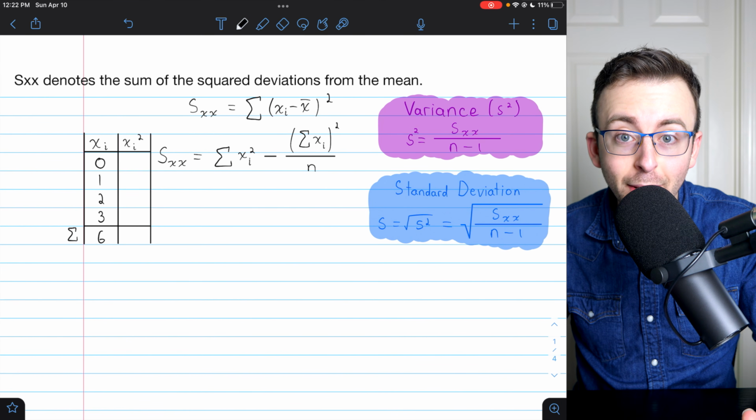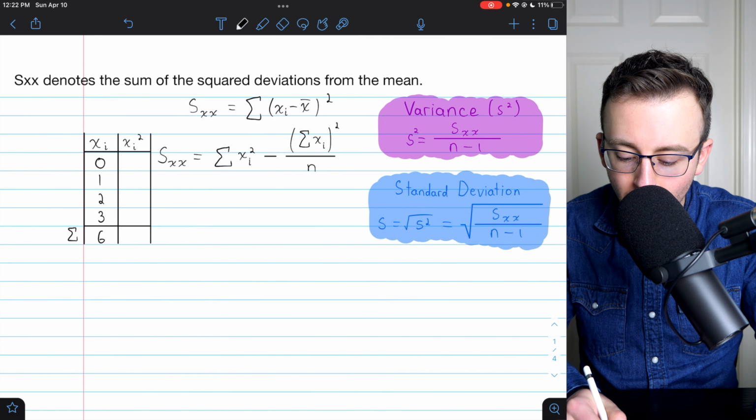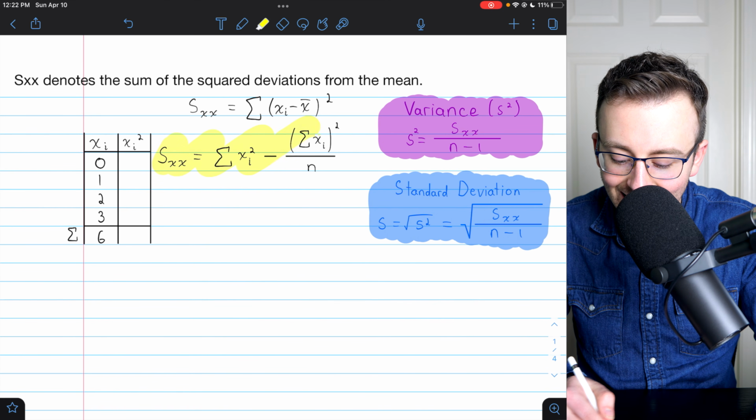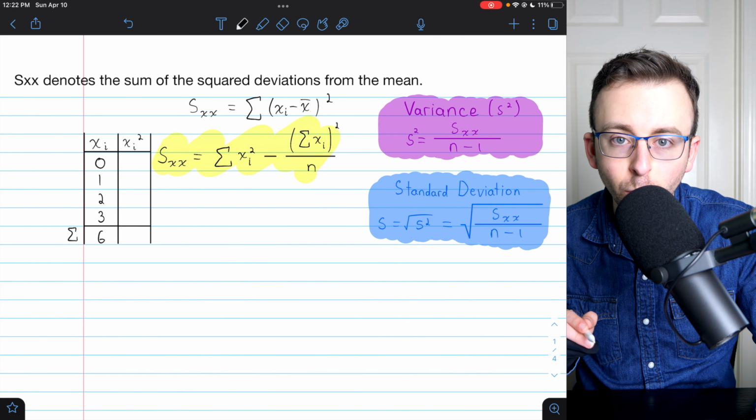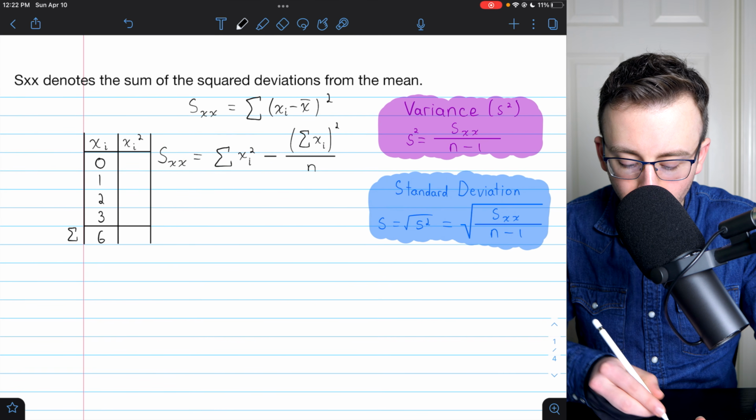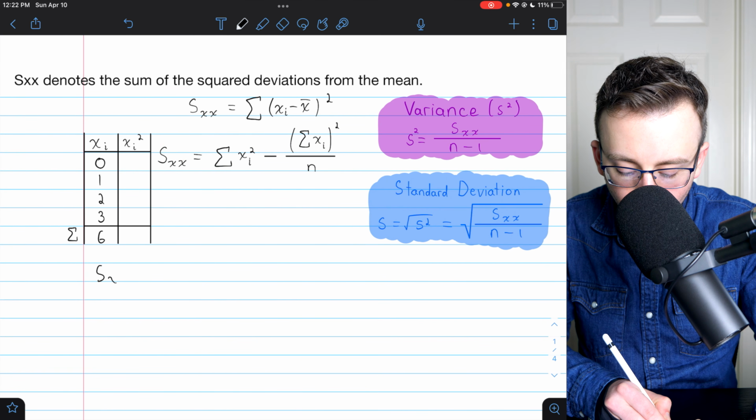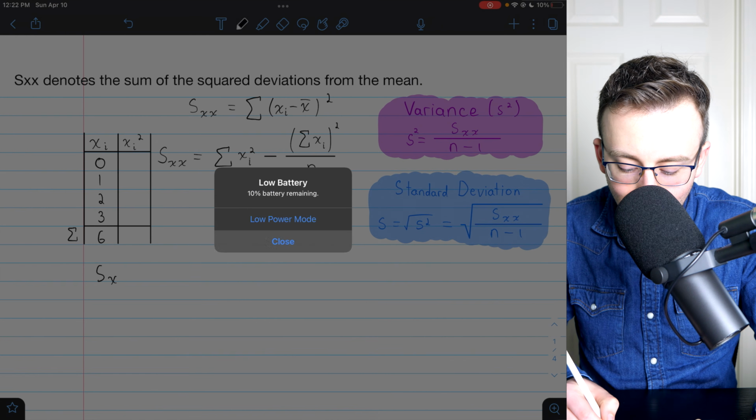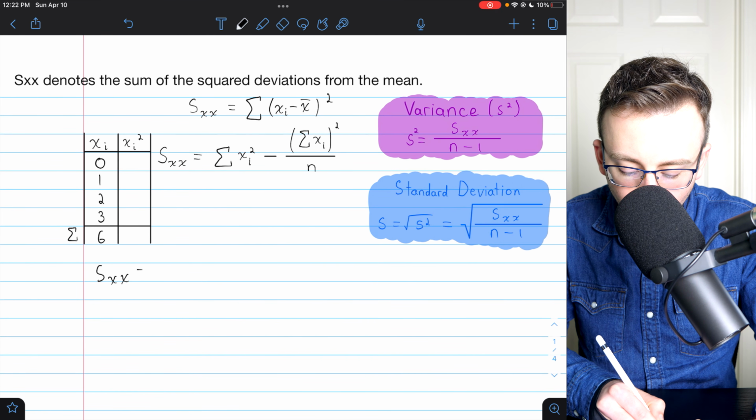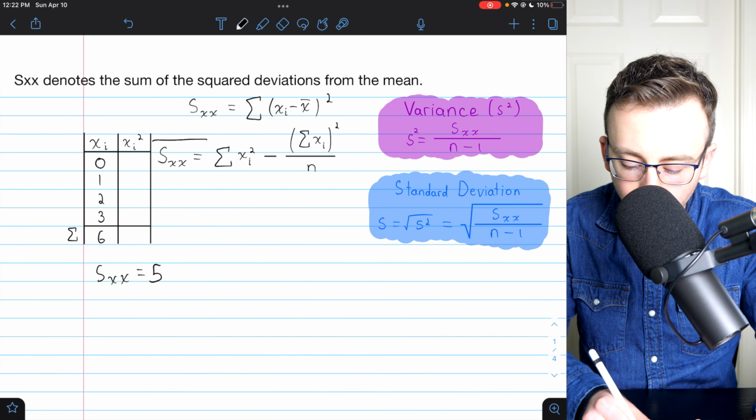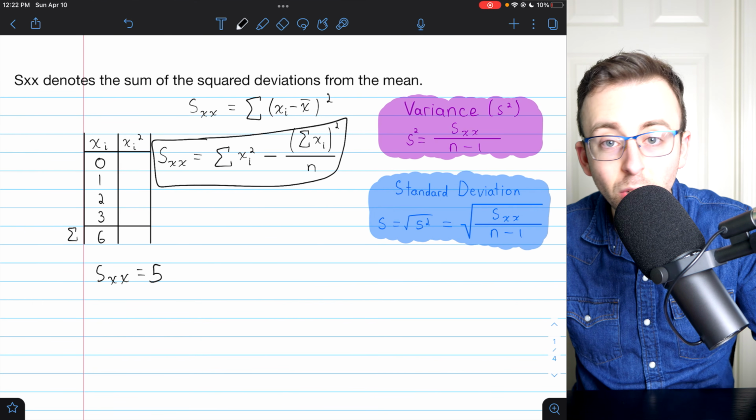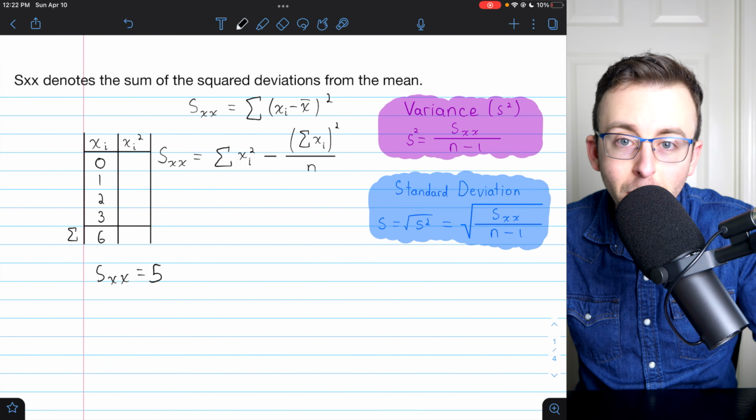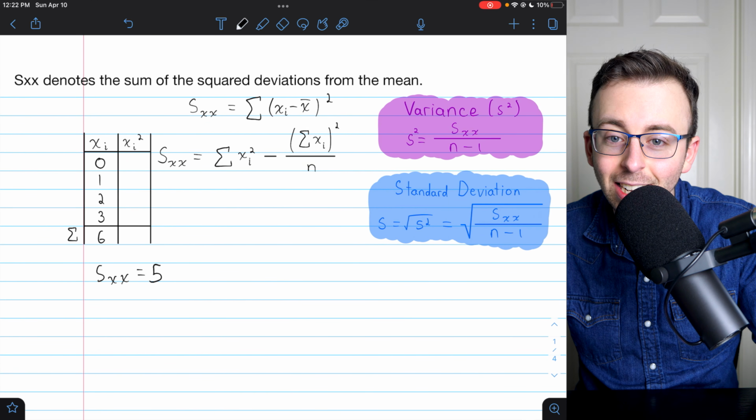All right, I just erased everything. So sad, I know, but let's just go through SXX again using this shortcut formula, and then I'll show you how you can also do it on a calculator. Just remember, we already calculated SXX, it's equal to 5, so if we use this shortcut formula properly, we should get the same thing. Don't worry about why it's true, we'll talk about that in another video.